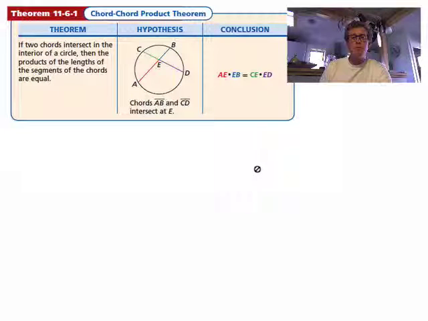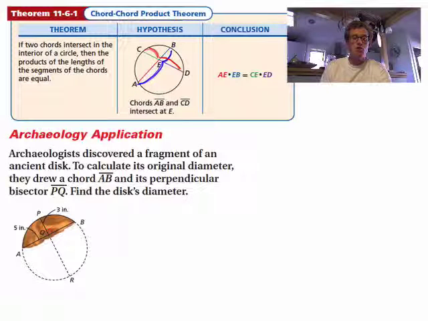What's happening here is if I have a circle with 2 chords that intersect each other, I can take the segments created by the intersections and I can multiply them together. So I can do AE times EB, and that's equal to CE times ED. Okay, so let's see what that problem looks like when we do general application.